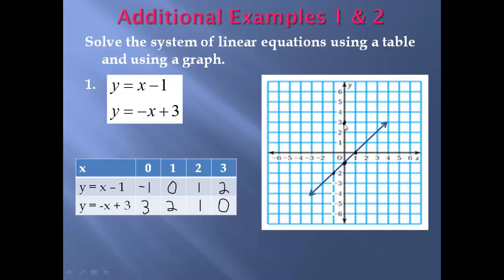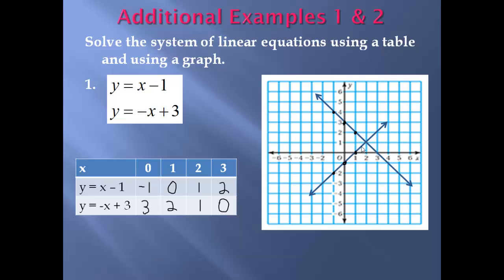And our slope is negative 1. So if I go up 1, then I have to go to the left 1 so that I make sure it's negative. Same thing if I go down 1, then I go to the right 1 so it remains negative. Then I can draw my line, and now I need to look and see where these two lines meet.